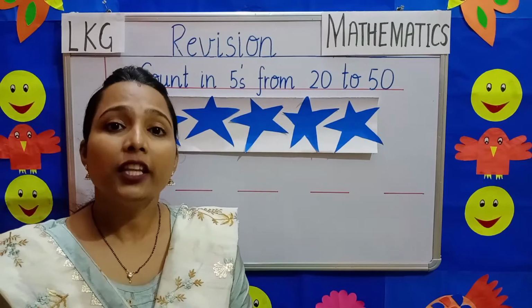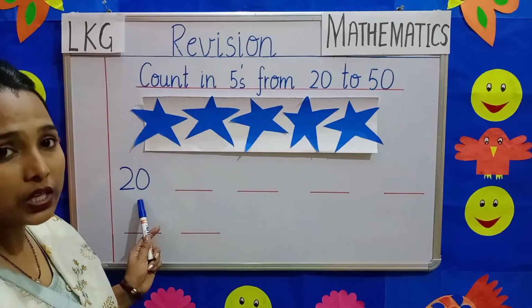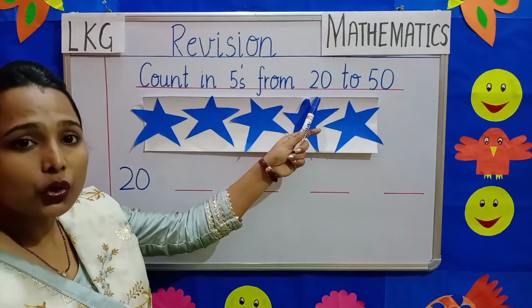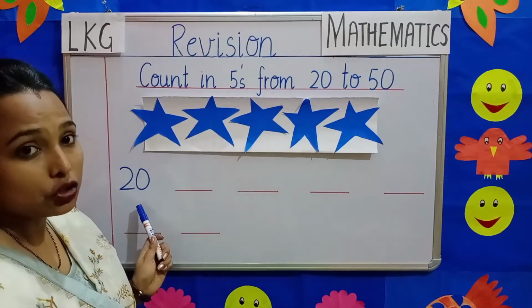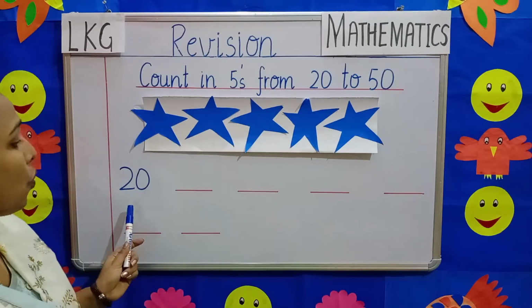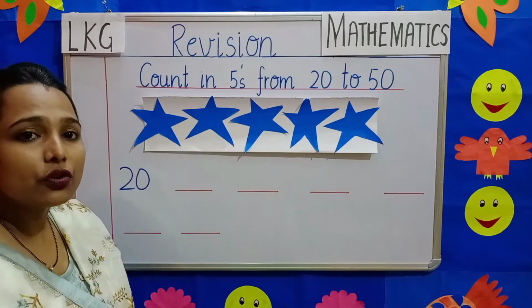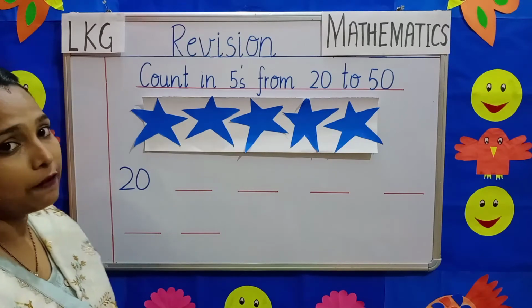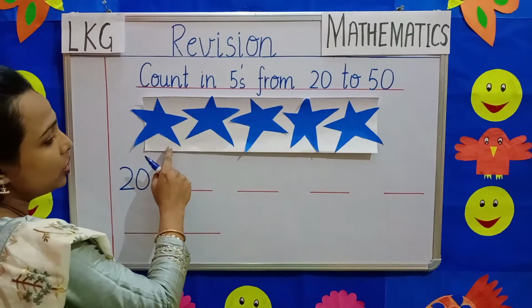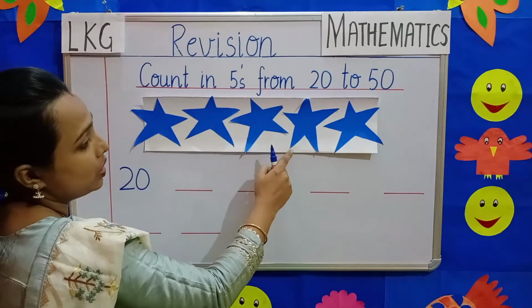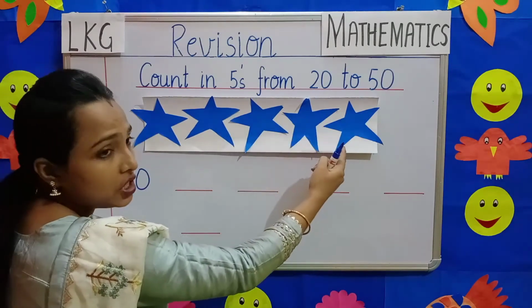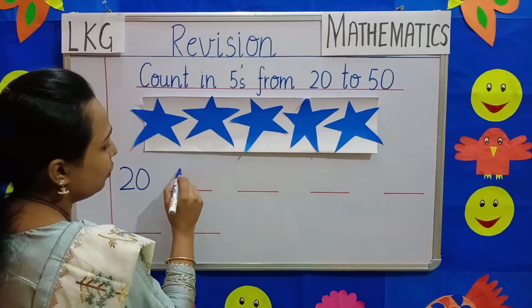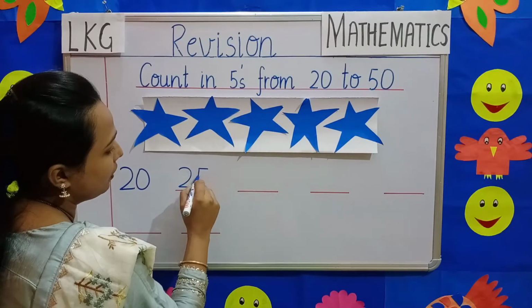So children, the number given here is 20 as asked in the question. Now you see, it's not 5 written over here. So, what shall we write after 20, children? As I told you, we have to skip 4 numbers after the given number. So, 21, 22, 23, 24 and the next number is 25. So, we shall write 25 here.